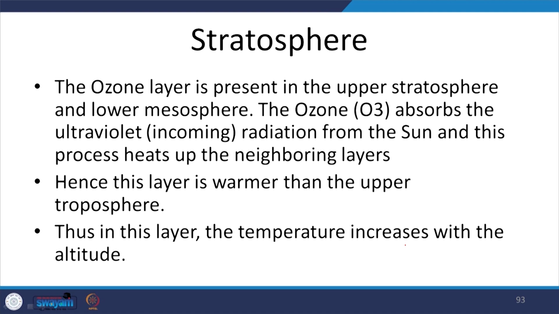Okay. The ozone absorbs the ultraviolet radiation, which is incoming solar radiation from the sun, and this process heats up the neighboring layers. So, you have the ozone layer which is existing at, let us say, 45 or 50 kilometers. It absorbs all the incoming ultraviolet radiation, UVA, UVB, whatever. So, as a result, this gets heated up. This temperature will increase.